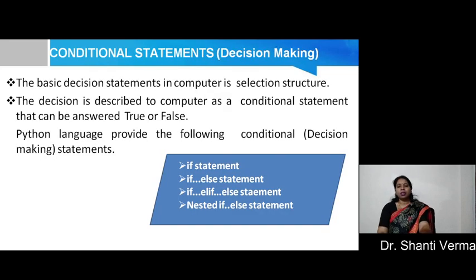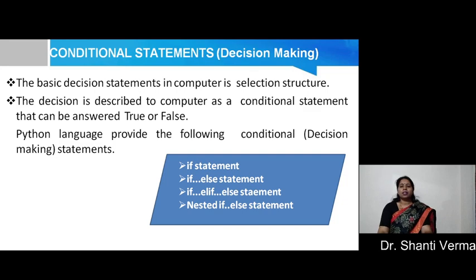Let's first discuss the conditional statements. The conditional statements are basically used for decision making purposes. So if you want to take any decision, you can use the conditional statements in the Python programming language. The basic decision statement in a computer is a selection structure, meaning either the condition is true or the condition is false.